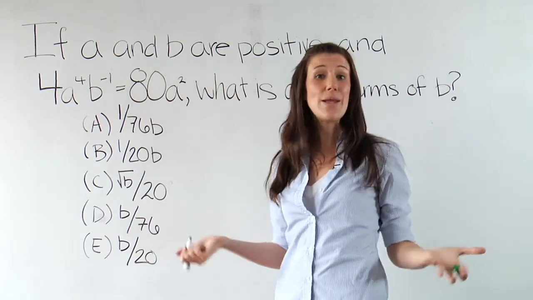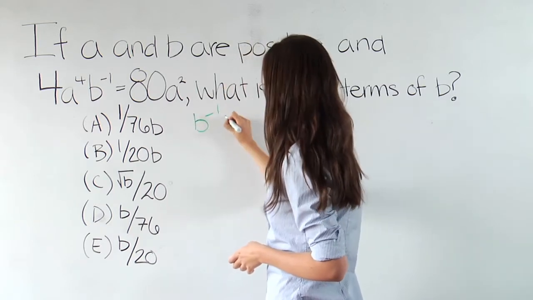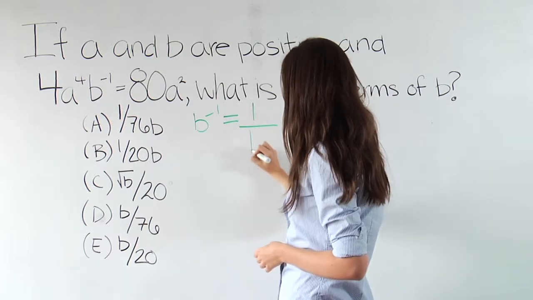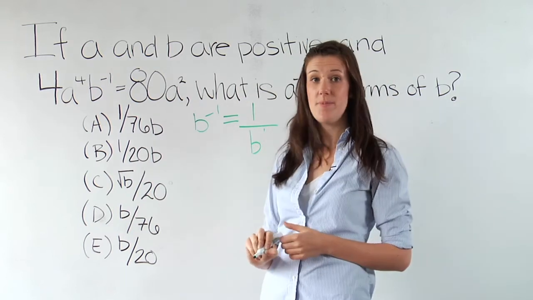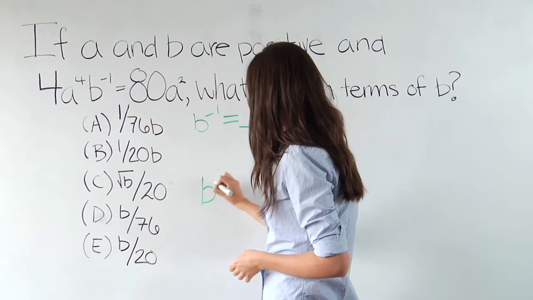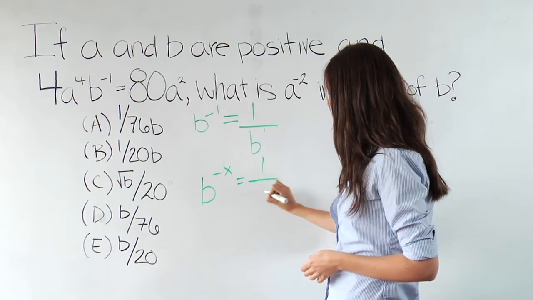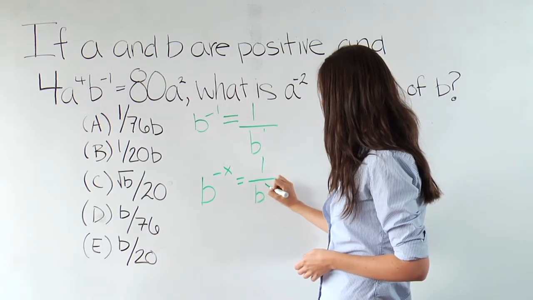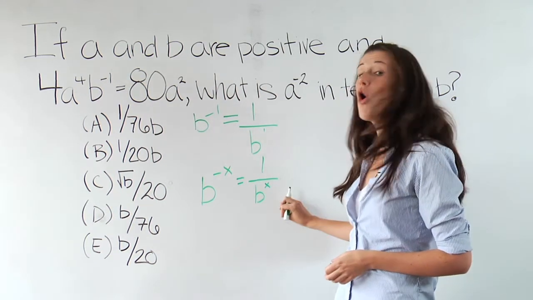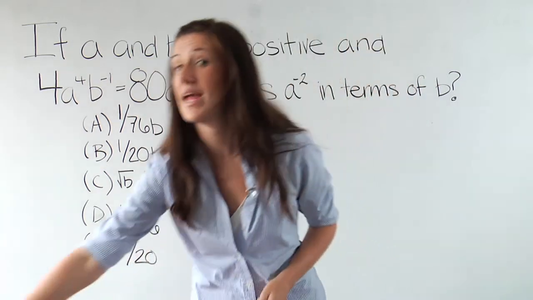So, what can we do with negative exponents? If I have b to the negative 1, that's the same as saying 1 over b to the positive 1. So the rule with negative exponents is that if you have b to the negative x, you put a 1 in the numerator, you drop the variable into the denominator, and you make the exponent positive. So b to the negative x equals 1 over b to the positive x. Keep that in mind as we work through this problem, because it's going to come in handy.